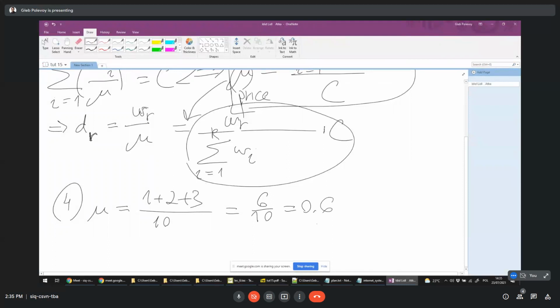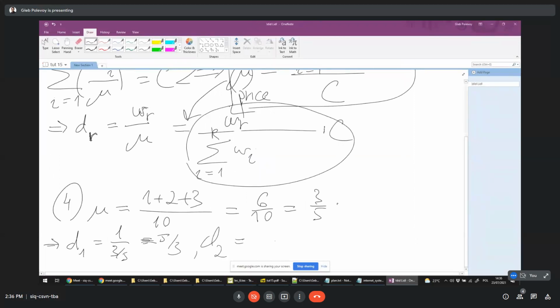Or maybe I should leave it as a normal fraction, 3 divided by 5. I guess it will be easier for calculating. And then we can immediately say that, because of that, player 1 gets what she gives, which is 1, divided by the price, 3 over 5, so it's 5 over 3.